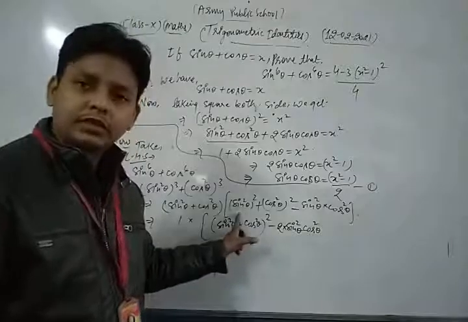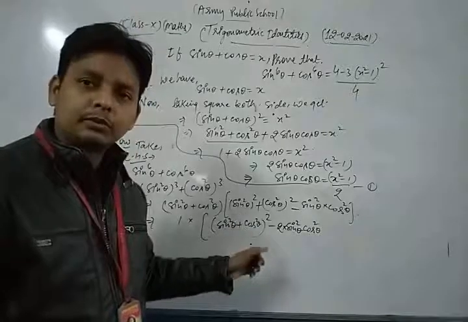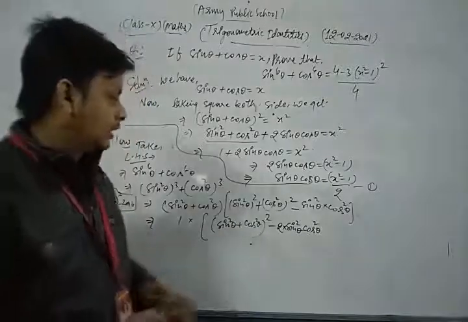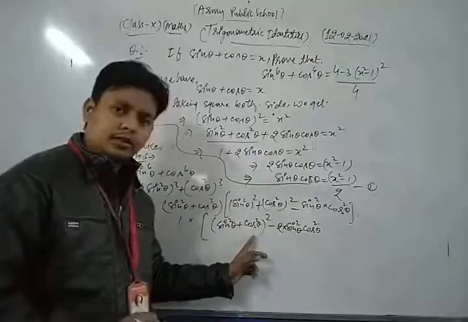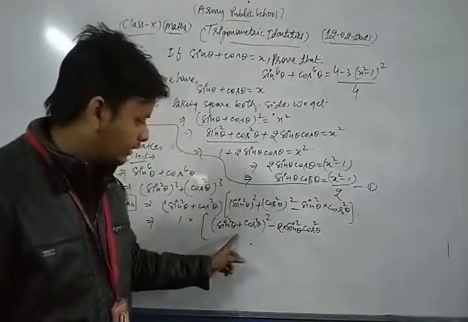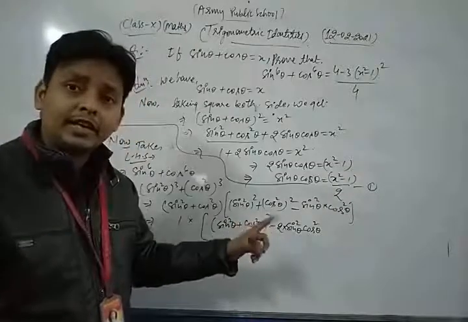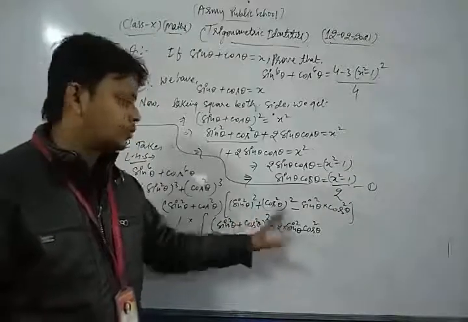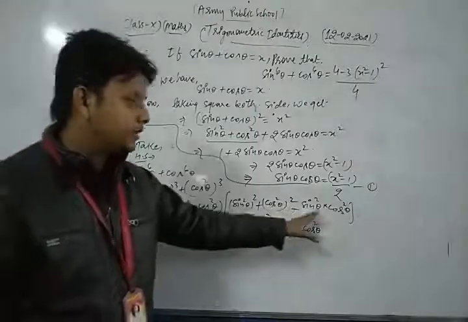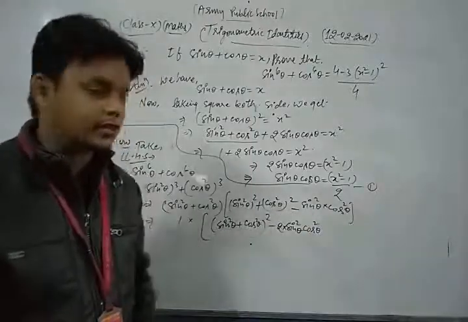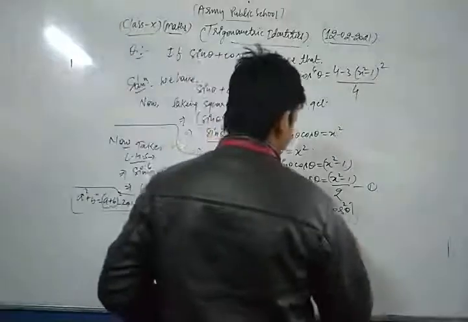Here we are using the identity a square plus b square, which we can write as a plus b whole square minus 2ab. The value of a is sin square theta and the value of b is cos square theta. So a plus b whole square minus 2 into sin square theta into cos square theta, okay, and minus sin square theta cos square theta, written as it is. Let's see, minus.